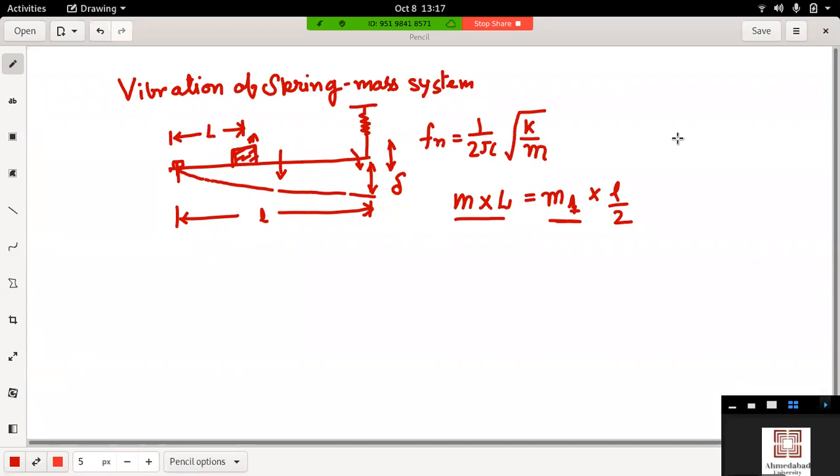Okay. It means that if there is one load acting on the center point, it will be equivalent to this applied load M, which has been applied at a distance L from the pin. So here I can write M1 is equal to M cross L cross 2 by L. This is an equivalent load at the center.